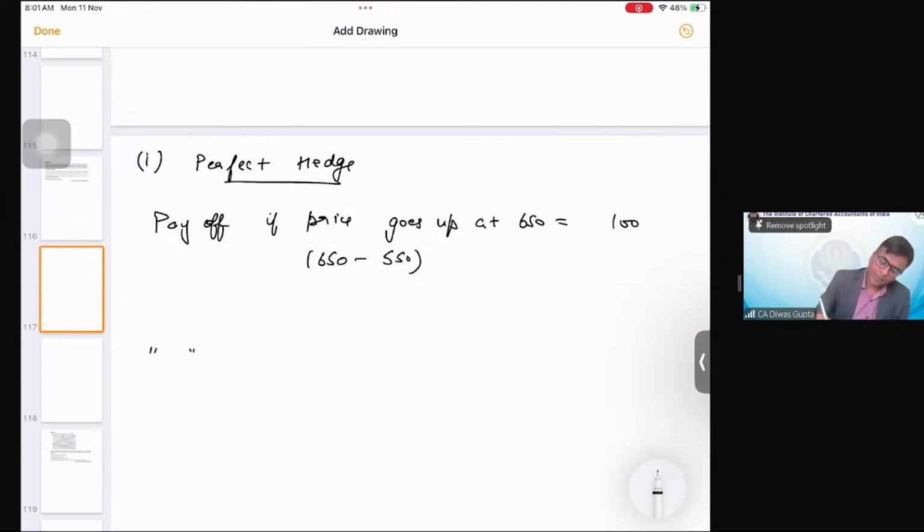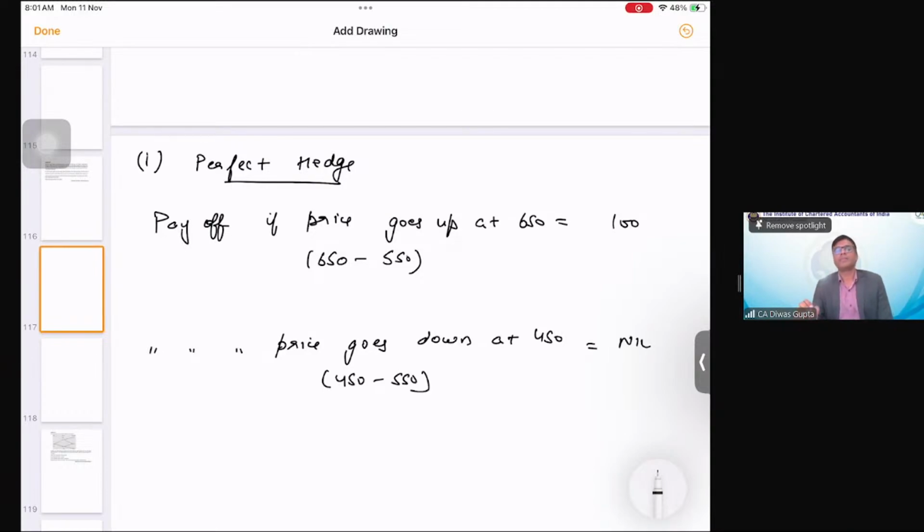Payoff if price goes down at, what was the price? 450, right? So 450 minus 550 becomes nil. Nothing will become paid or payable because of the option.